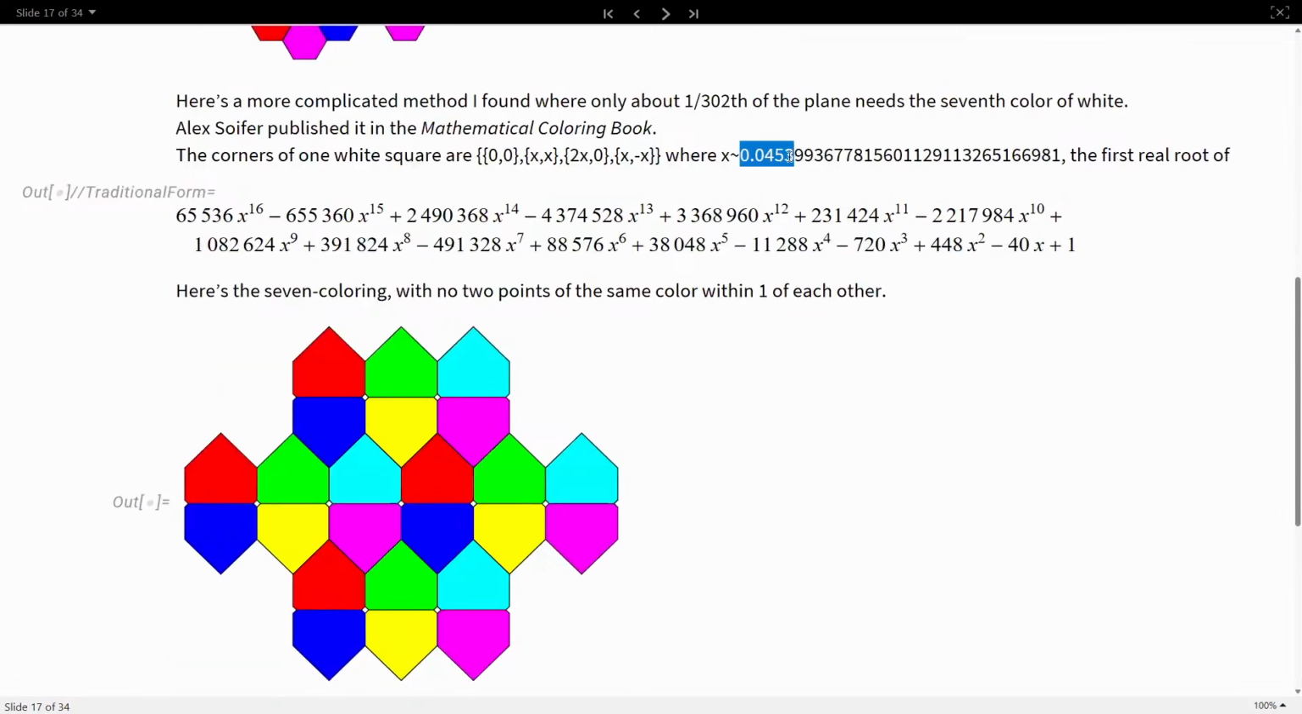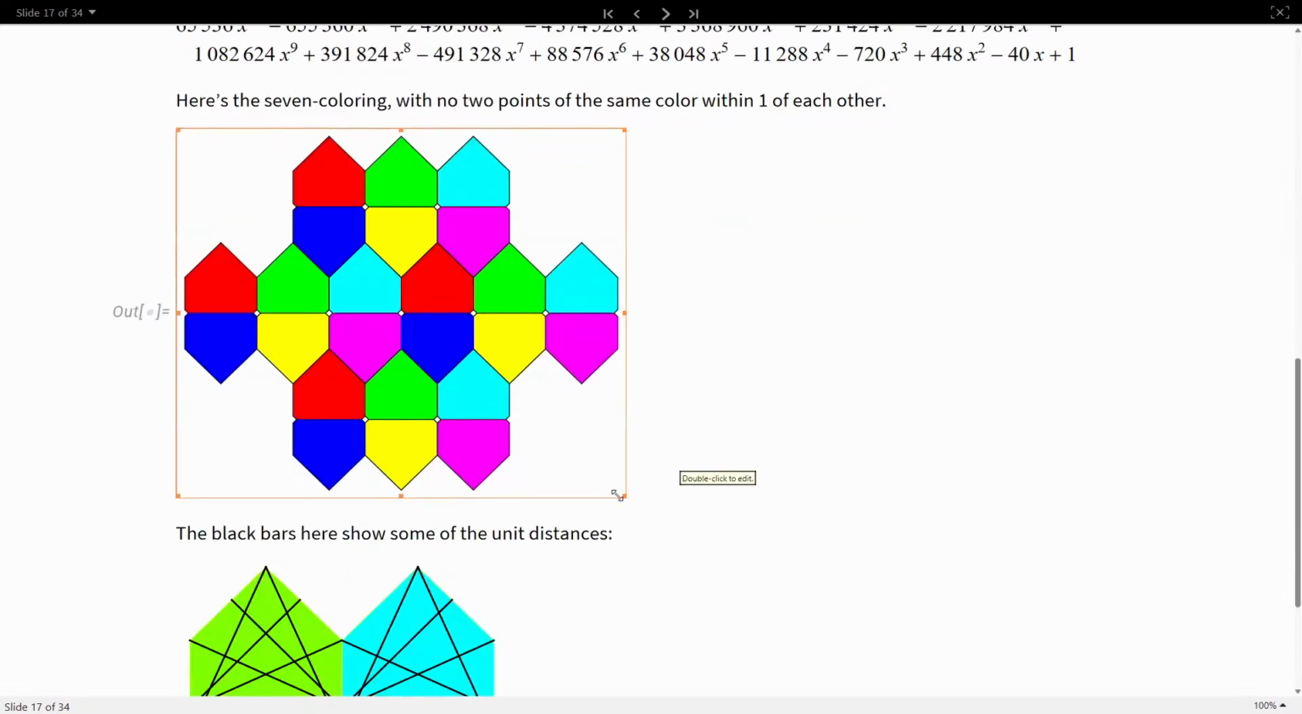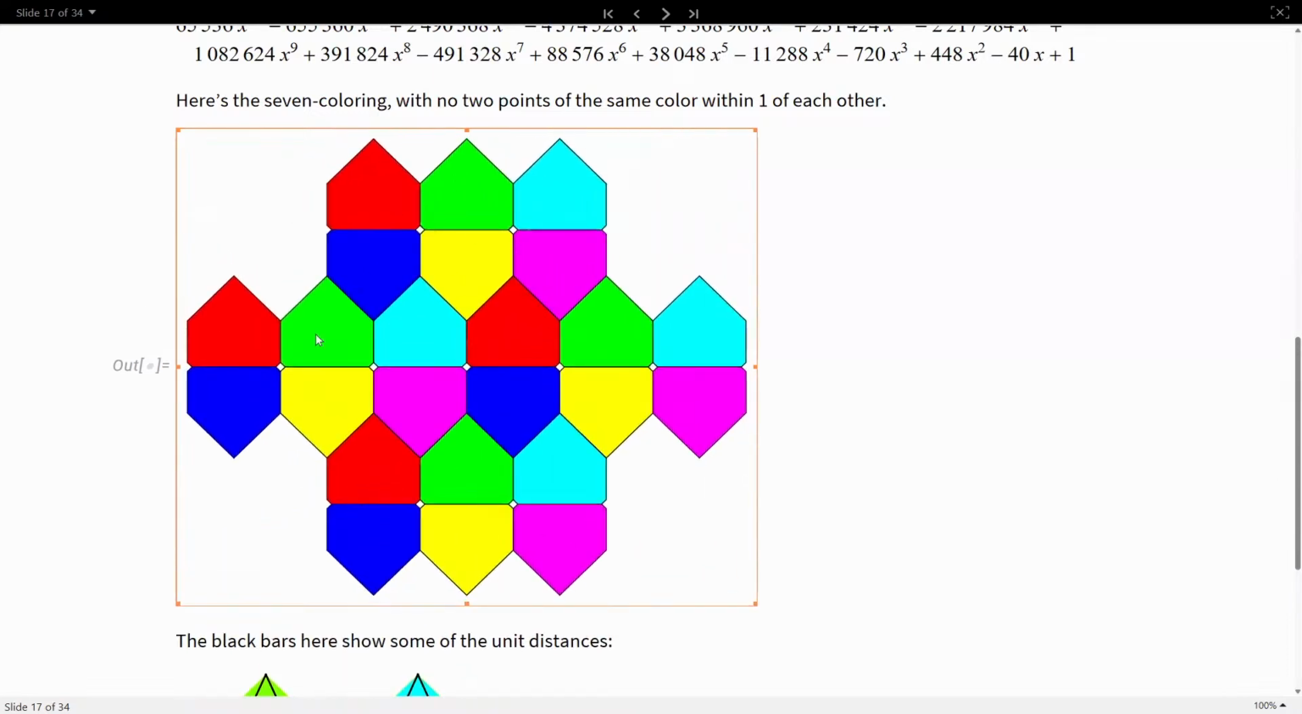And you basically need a value of x about 0.04. And one of these triangles has vertices of (0, 0), (0.04, 0.04), (2 times 0.04 or 0.08, 0), and (0.04, minus 0.04). So that's one of these tiny white squares here. This is another way of coloring the plane with 7 colors, but 1 color isn't used all that much.